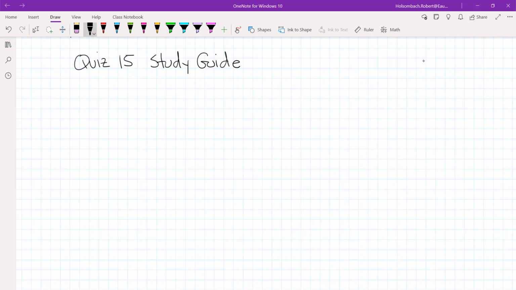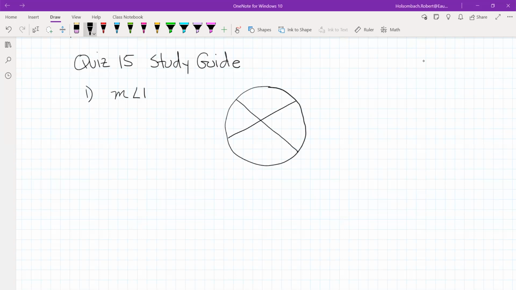So, problem number 1, we need the measure of angle 1. And here's the picture we got. We've got a circle with 2 chords intersecting in the circle. And here's our angle 1. We got a 50-degree arc on the left, and we've got a 60-degree arc on the right.